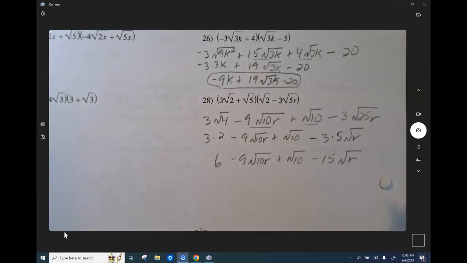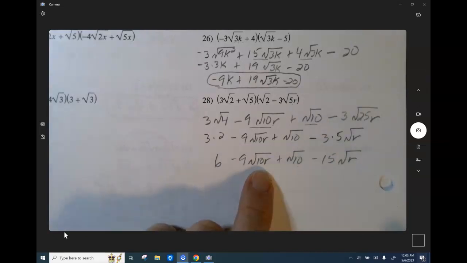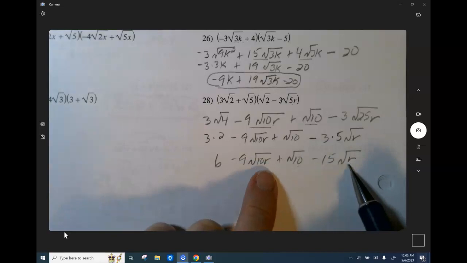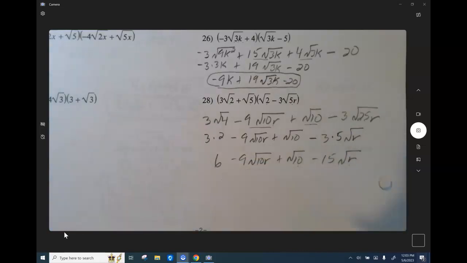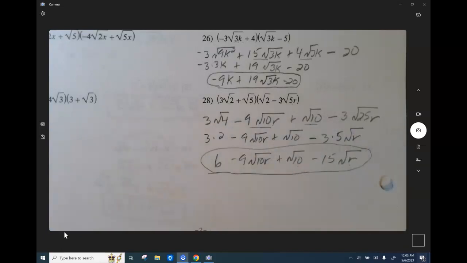Wow, they are trying to get us to combine things that we can't. Because look, they give us 10s, but this doesn't have an r, so can't combine that. Here we have an r in the radical, but we don't have that. And they're also trying to make you think that 10 can be simplified, but it's not a perfect square. People, that is your answer. That's all you're going to do with that one.